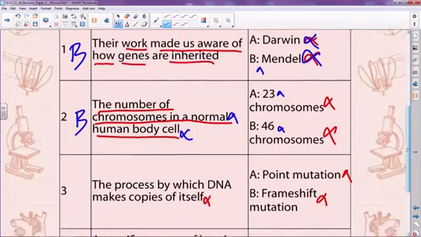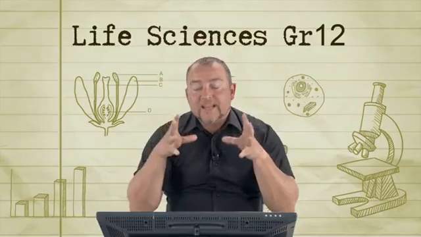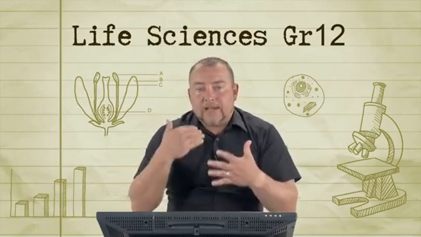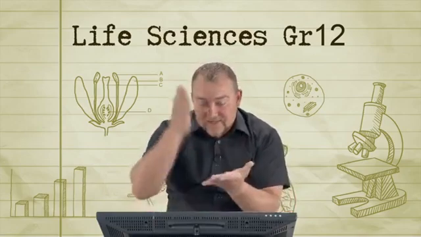Okay, your next one, this is quite cool. The process by which DNA makes copies of itself. We have point mutation or we have frame shift mutation. Now let's have a look at it. Point mutation is a mutation that goes wrong at a specific point on your DNA strand. So let's say I have a triplet of CCC. Now if I'm making a copy and instead of going CCC, I copied it CAC, there is a specific point where it went wrong. Okay, and that is a point mutation.